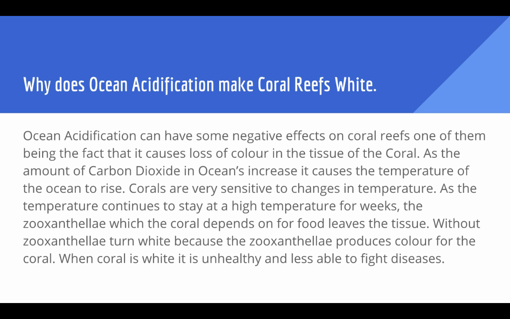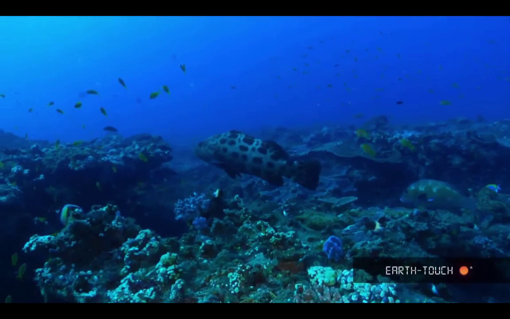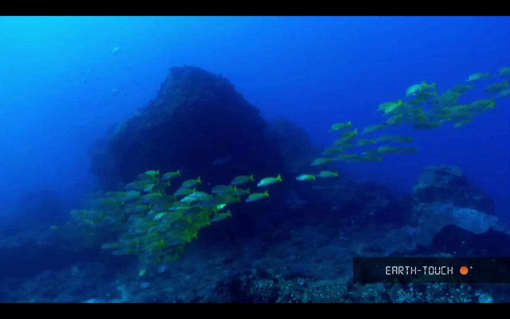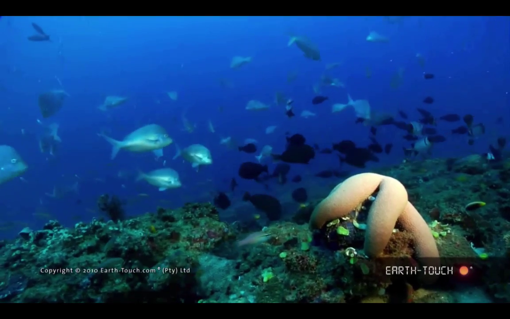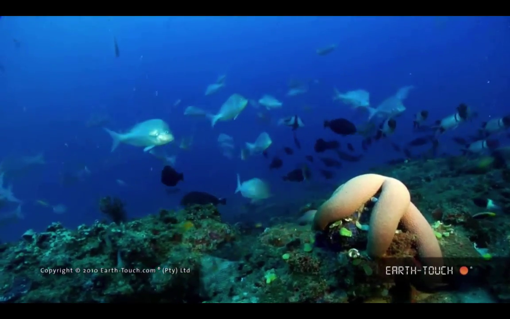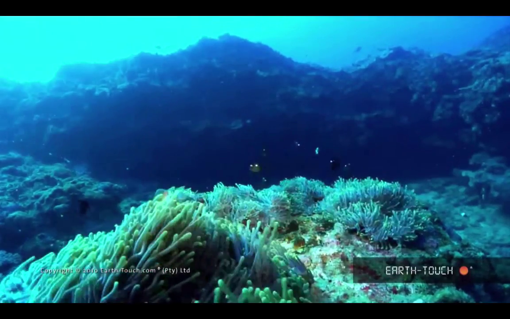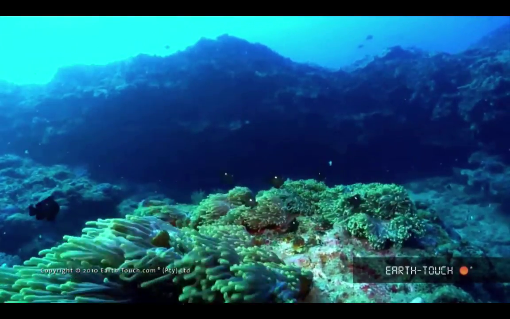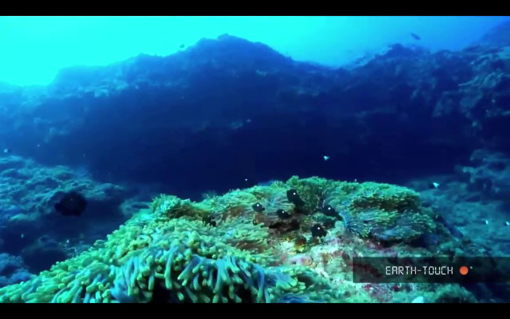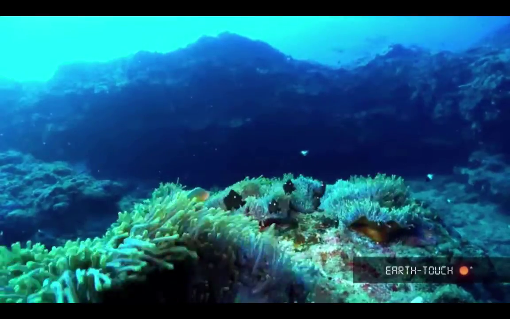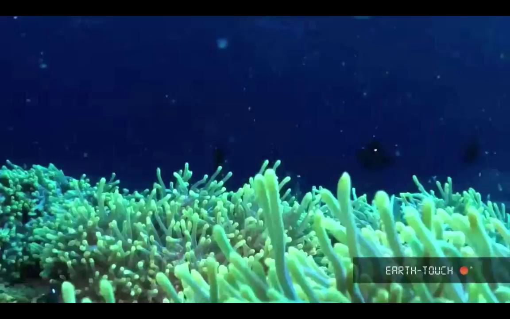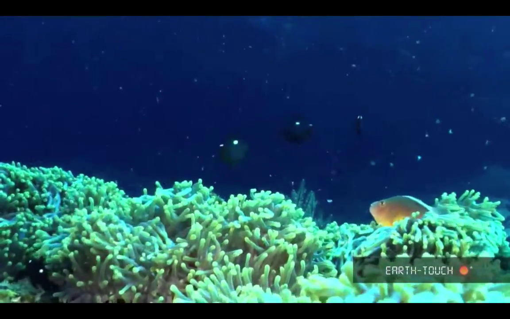So why does ocean acidification make coral reefs white? As you know, ocean acidification can have some negative effects on coral reefs. One of them being the fact that it causes loss of color in the tissue of the coral. As the amount of carbon dioxide in oceans increases, it causes the temperature of the ocean to rise. Corals are very sensitive to changes in temperature.